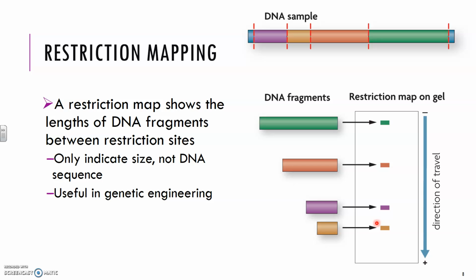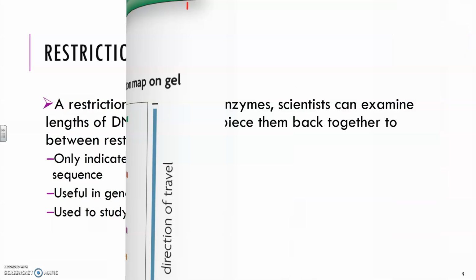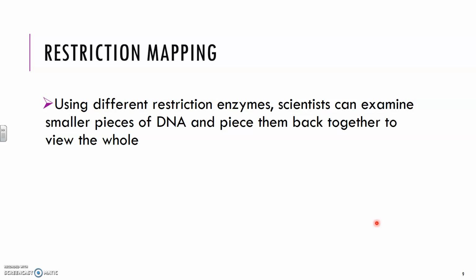It is useful in genetic engineering, because if you are trying to insert a gene into a certain area, you'll see a massive size difference if you were successful in inserting that gene. It's also used to study mutations, because oftentimes mutations will cause some kind of difference in your restriction map. So you'll be able to see a size difference in the fragments. Okay, so we're actually going to pause here and then continue in the next video.